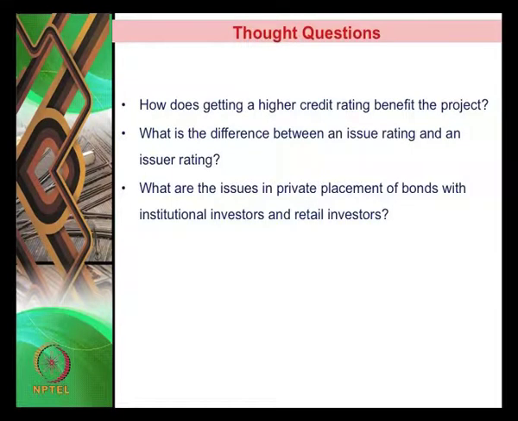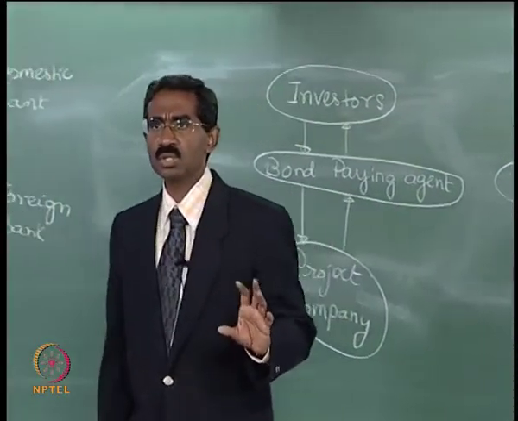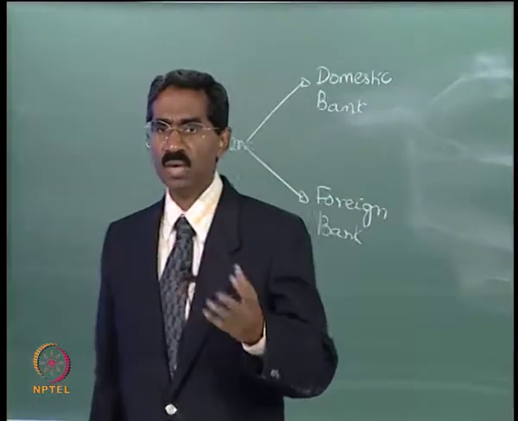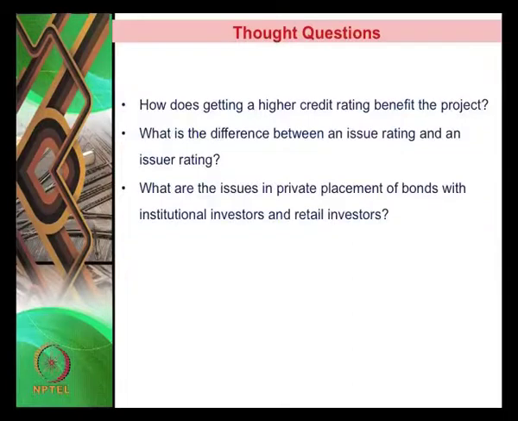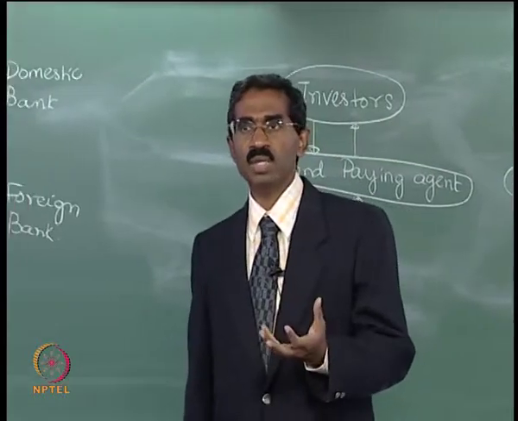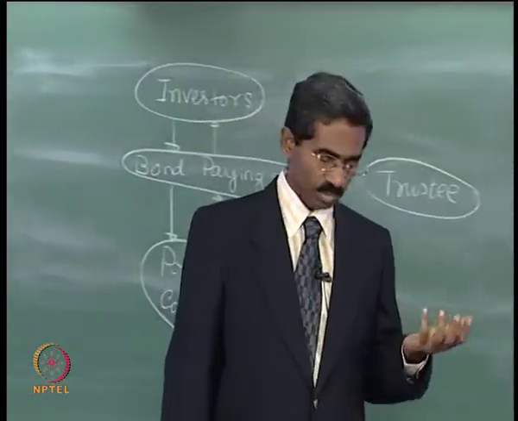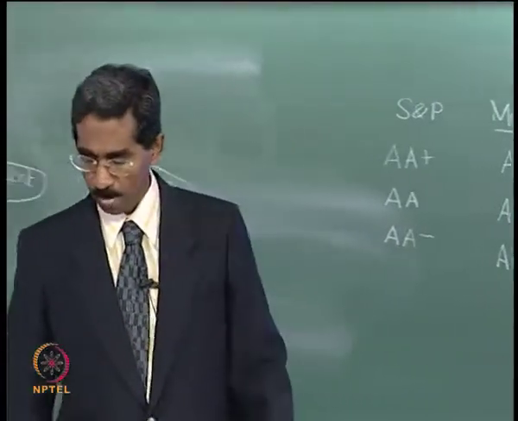Now let us go to the questions for today's lecture. We have three questions. The first question is, we talked about different types of credit rating. How does getting a higher credit rating benefit the project? For example, you have AAA rating and then you have a rating of D, which is a speculative grade rating. If a project bond gets a higher credit rating, how does it benefit the project?